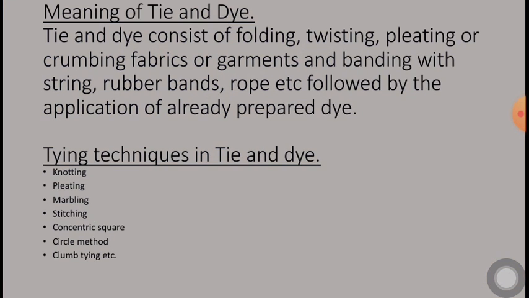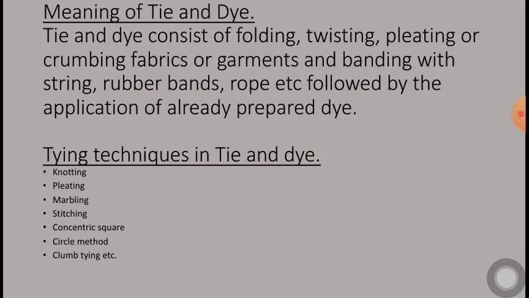Now, meaning of tie and dye. Not just somebody ties to herself and the person will die. Tie and dye consists of folding, twisting, pleating, or crumbling fabrics or garments and binding them with strings, rubber bands, rope, etc., followed by the application of already prepared dye.